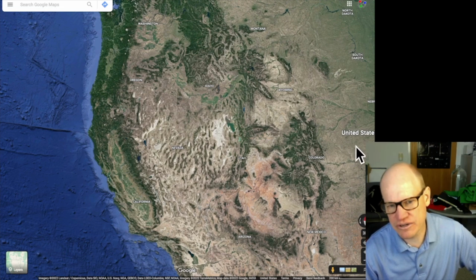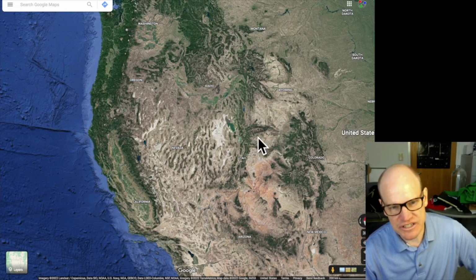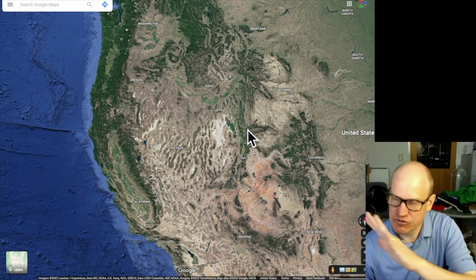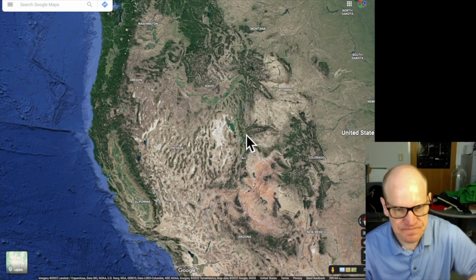So half of Colorado is actually Kansas. The other half of Colorado is actually Utah. And the mountains in Colorado and the mountains in Utah are all part of this big kind of same formation. And the Rockies kind of run down like this. So the Wasatch Front is the western edge of the Rocky Mountains.